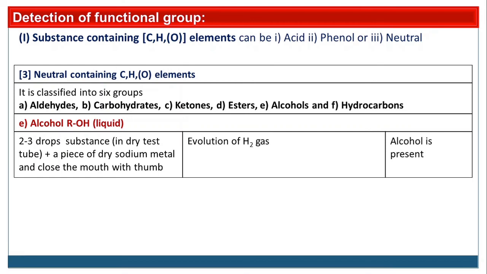ओके, if these are the observations, then alcohol is present. See the reaction. This is ROH alcohol plus Na, so it forms a sodium alkoxide and H2 gas is liberated. Sodium alkoxide is a soluble salt, right? So whatever sodium you are adding will dissolve and H2 gas is liberated. If this is the observation, then you can say that alcohol is present. If not, then alcohol is absent.